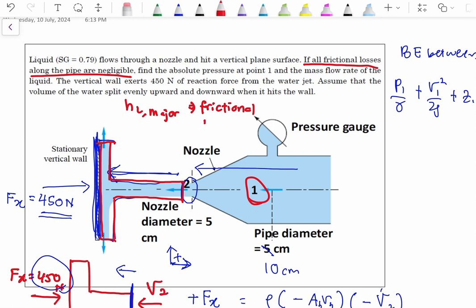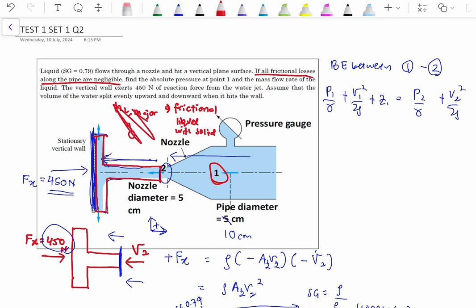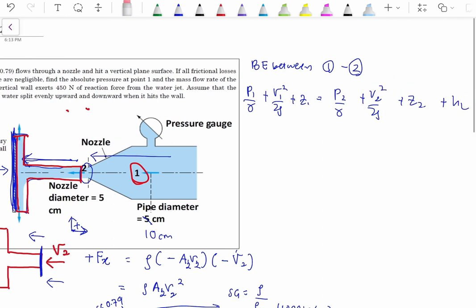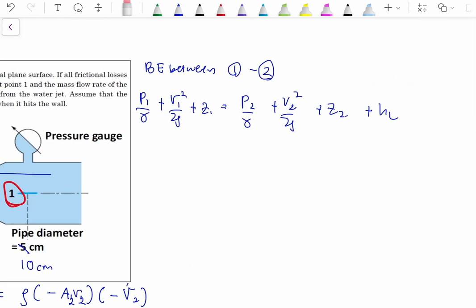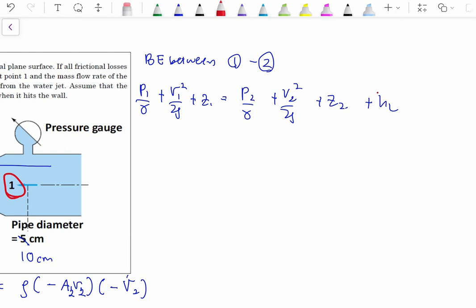Okay, between the liquid with solid, meaning the wall or the pipe. But if the frictional losses are negligible, or the viscous effect is negligible, then we can disregard our HL. So HL becomes 0. Okay. So with that, in our energy equation here, HL equal to 0.